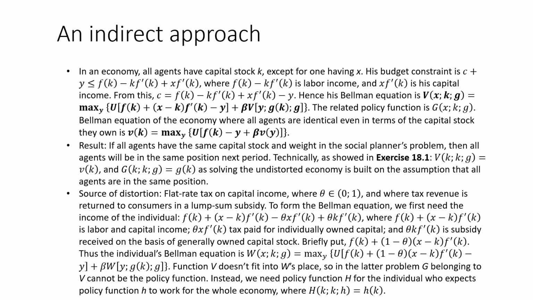At the same time, we can have the Bellman equation of the undistorted economy where all agents have the same capital stock. Actually, both economies are undistorted. In the first economy, just to be more specific, there is one agent who is not typical in the sense of owning an untypical capital stock. In the second economy, all agents have the same capital stock. They are the same in terms of technology, in terms of preferences. They have the same capital stock.